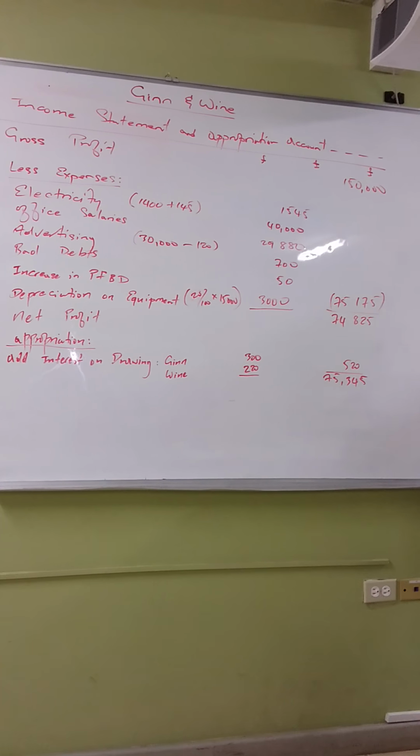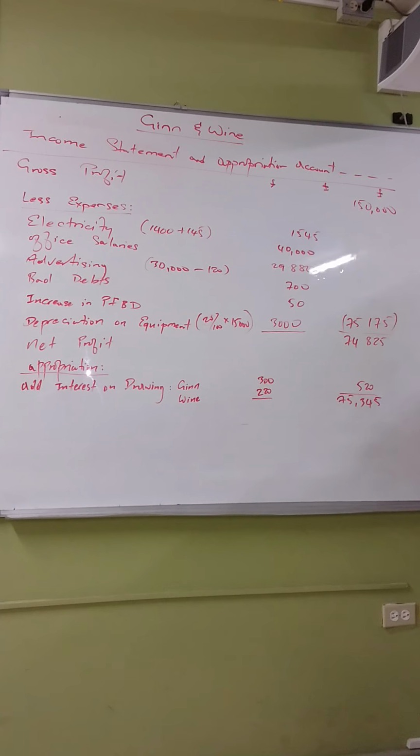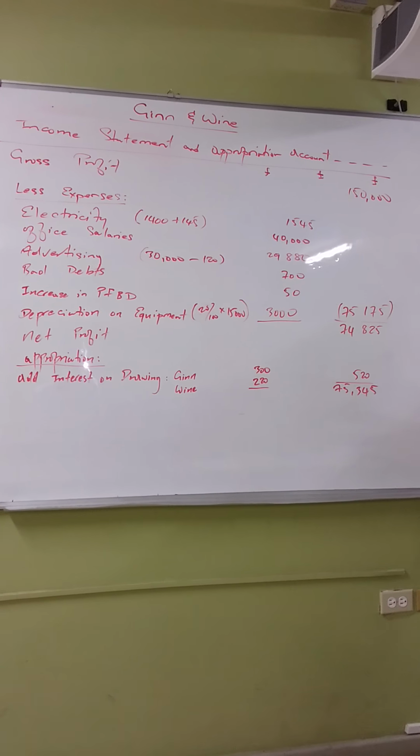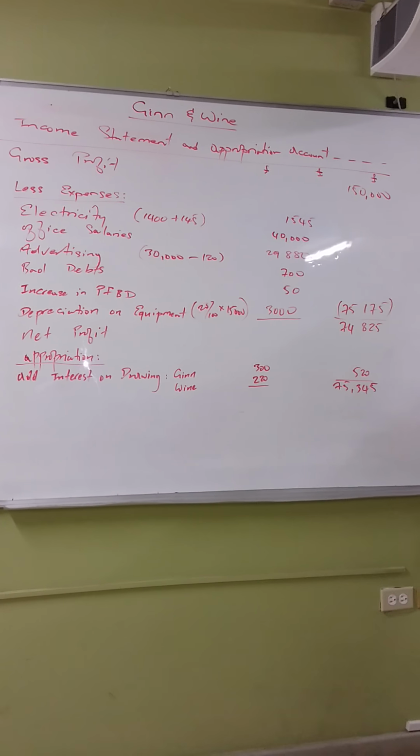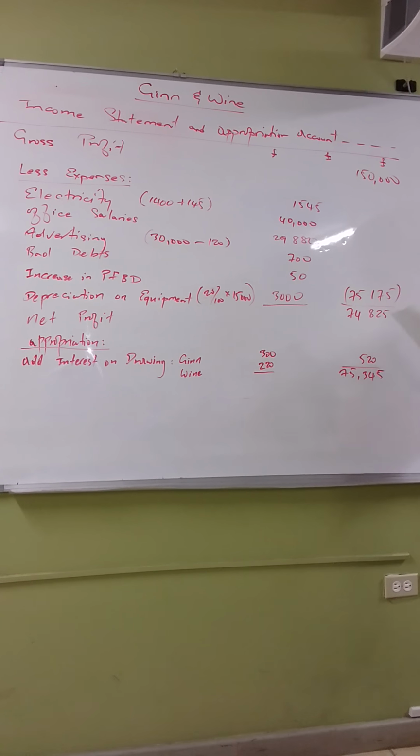75,345 gives us a total. Now next we move into our what? We're now supposed to what? Less interest on capital, right? So we're going to look to see if there's any interest on capital.